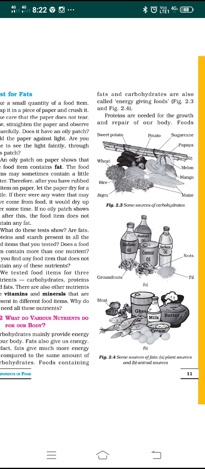Firstly, it is about carbohydrates and fats. See, the food items which contain carbohydrates and fats are also called energy giving foods. So what are the sources of these carbohydrates and fats? Let's go through that quickly.